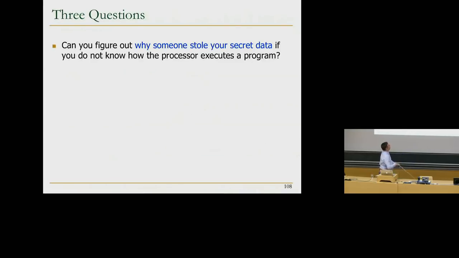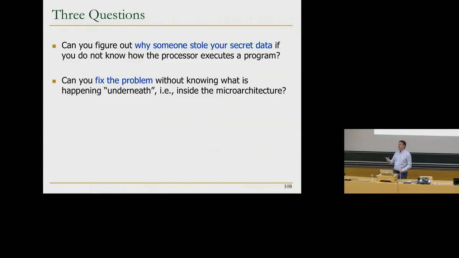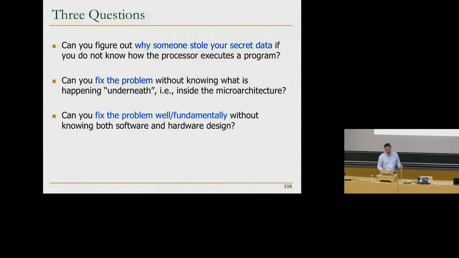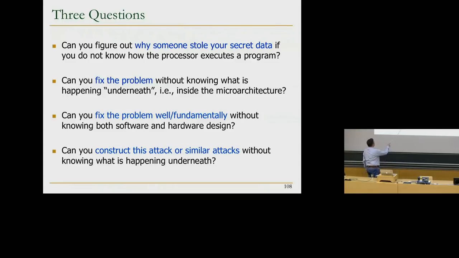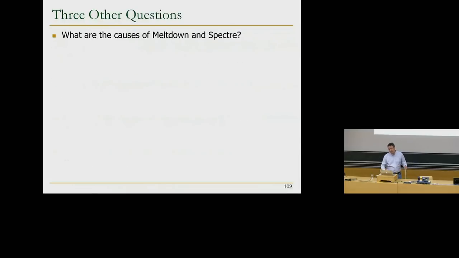But if you don't know how the processor executes a program, how can we reason about this problem? Or how can we fix the problem if you don't know what was causing it in the first place? There was a nice old time where things were much simpler. Unfortunately, these days, finding a fix to these problems, and not a short-term fix, not a simple thing like disconnect from the internet, go to the mountains, and live a life as a hermit, but solving a problem fundamentally, we have to know both things. Can I construct this attack, just to understand what is happening and find some solutions to it or derivatives of it, without knowing what is happening underneath?